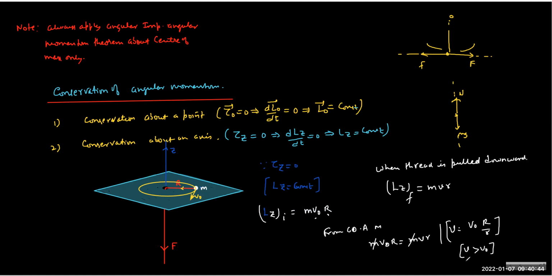So as you bring the mass closer to the axis, it will speed up in order to conserve the angular momentum. Now you may ask that if the ball will speed up, then it will have a greater kinetic energy. So from where has that extra energy come? And the answer is simple. It is the work done by the agent who is pulling the thread.